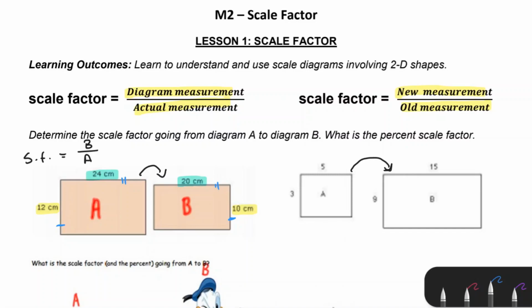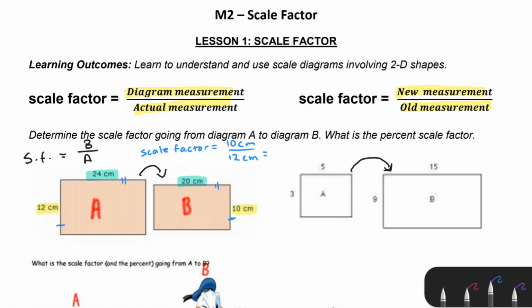So I could use either. Let's go with the smaller numbers. Let's deal with 12 and 10. So my scale factor is going to be the new, which is B on top, and the old or the original, which is A on the bottom.